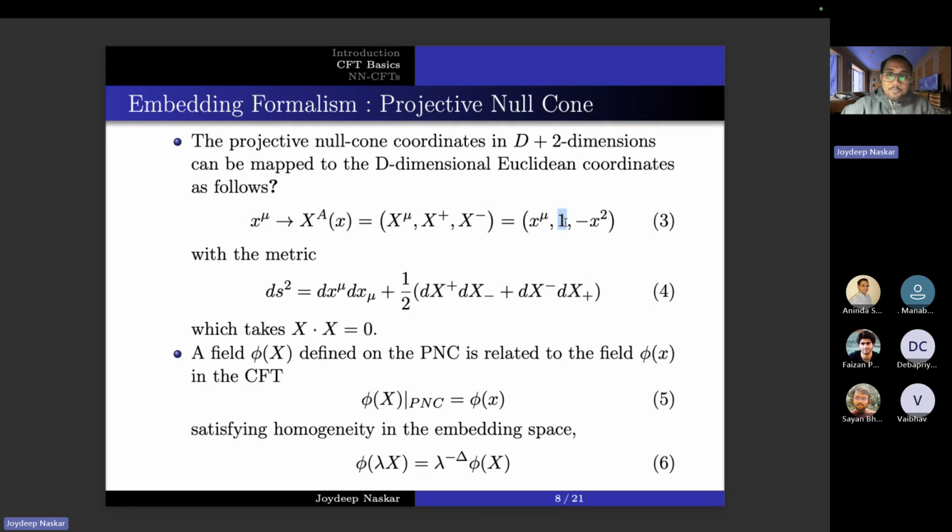So the point is that on this PNC, you can define a field with the capital X coordinates, which can be identified with the conformal field that you had in your original d-dimensional conformal field theory. They must satisfy this homogeneity: for the fields in the D plus two dimensional space, if you scale your coordinate by lambda, then your fields scale by lambda to the negative delta, where delta is the scaling dimension.